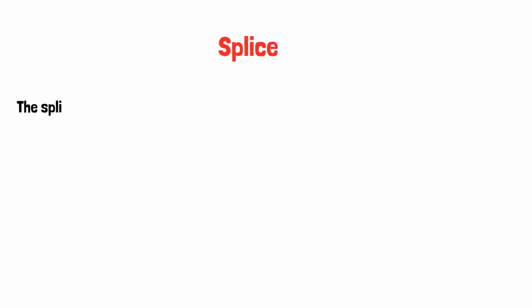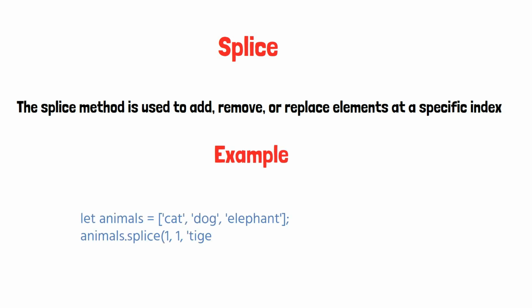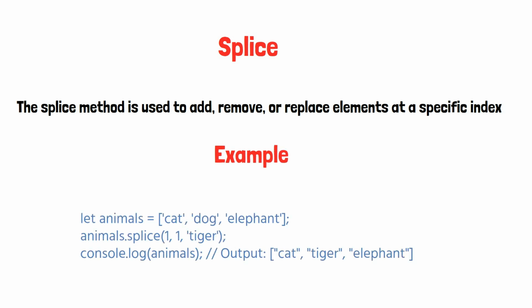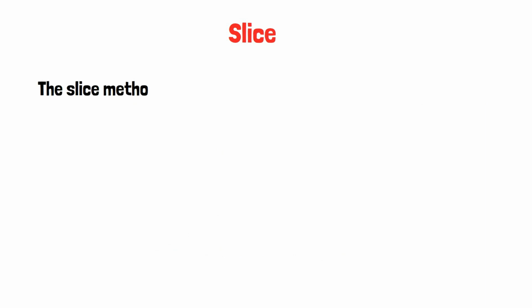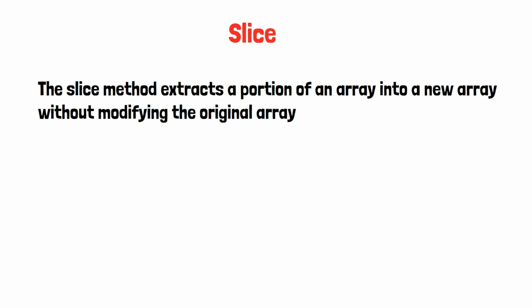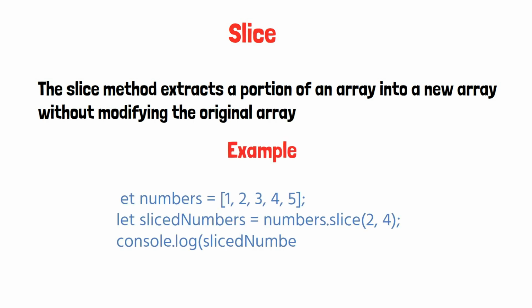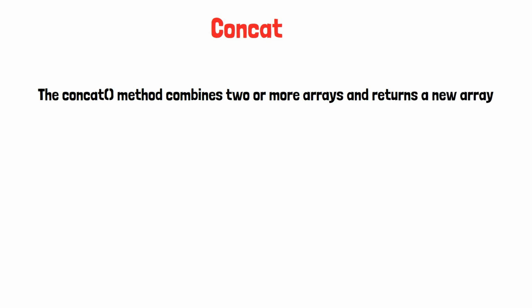Splice. The splice method is used to add, remove, or replace elements at a specific index in an array. Slice. The slice method extracts a portion of an array into a new array without modifying the original array. Concat. The concat method combines two or more arrays and returns a new array.